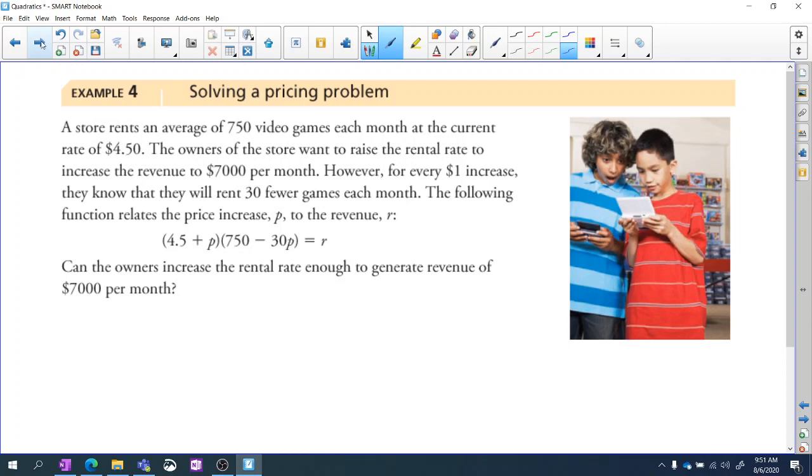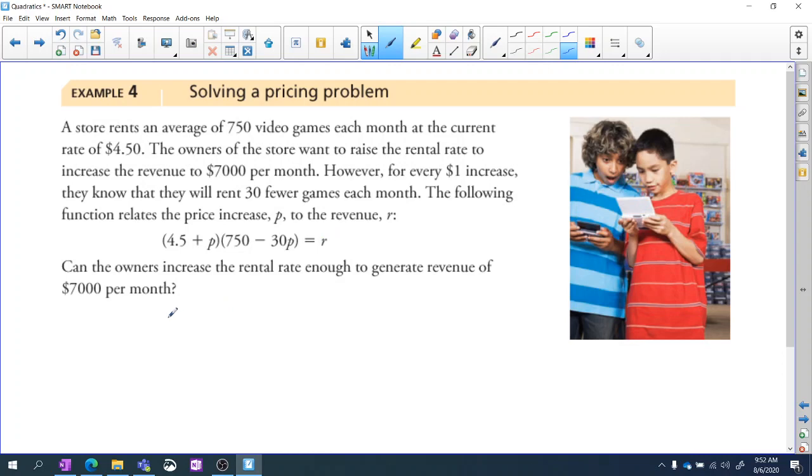This one's a little different in that it kind of lays out, you've got they rent 750 video games if they charge $450. If they raise the rental they're trying to increase their revenue to $7,000 per month. But what they realize is that if they put the rental price up by $1, then they're going to lose 30 rentals. So that's kind of the function they built for it. They did it for you down here. And basically what they want to know is, is it possible for the owners to increase the rental rate to generate $7,000 per month? So basically, could their revenue be $7,000?